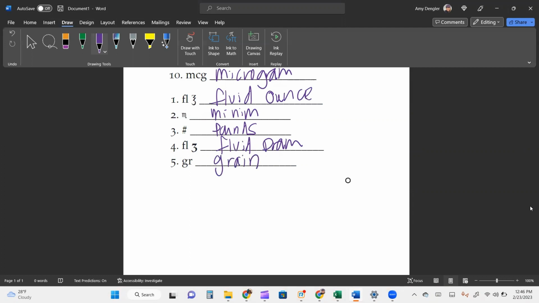So just a little overview. The dram symbol is that little weird looking 3. It can either just be the dram symbol, or if it's fluid, you put the FL in front of it. And then the ounce symbol is basically the dram symbol with like a little Z on top of it. And that again can be for fluid or for solid.